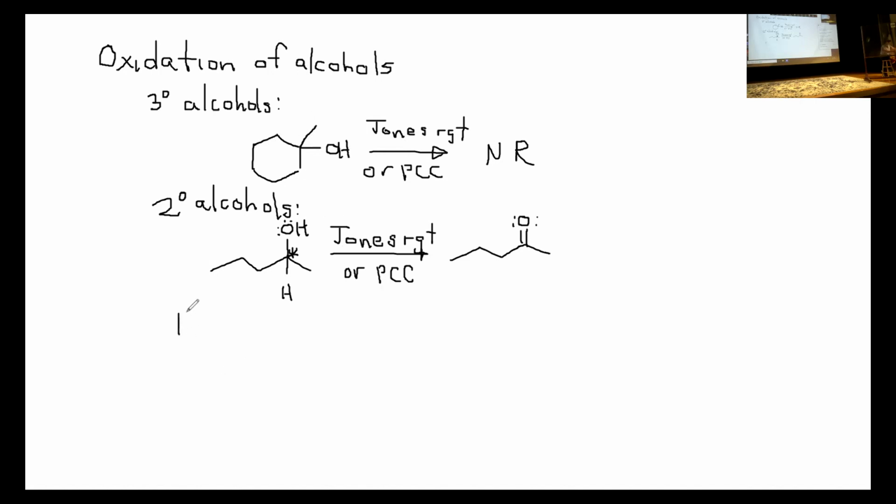Okay, what about primary alcohols? That's when it matters which reagent you use. A good primary alcohol might be 1-hexanol. 1, 2, 3, 4, 5, 6. There you go. That's a primary alcohol. Here it matters which reagent you use. If you treat a primary alcohol with our milder oxidizing agent, which is PCC, that will oxidize the alcohol up to an aldehyde and no further. It stops then.